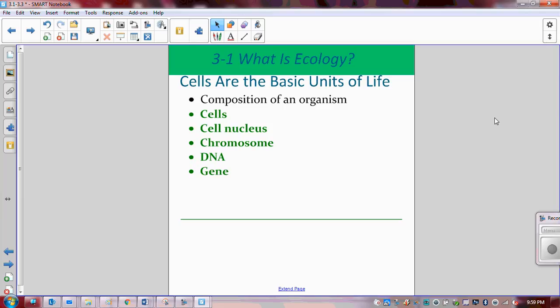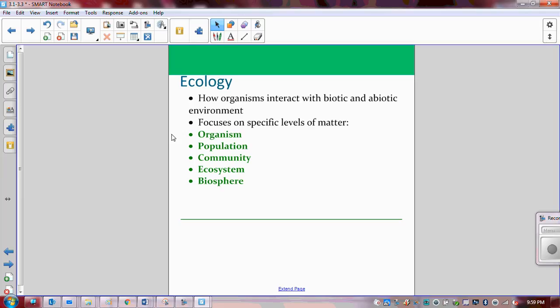We start out with individual organisms, which are made up of genes and DNA and chromosomes, which are within the nucleus. They're made up of cells, which is where we get up to our organism level. From there, we start looking at the study of ecology, and now we're going down the list here as we get larger in size.